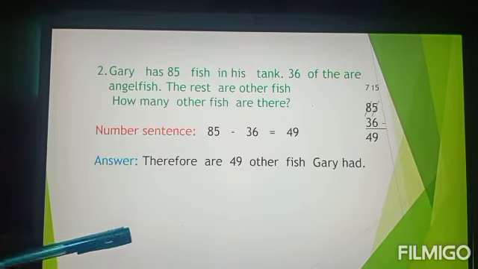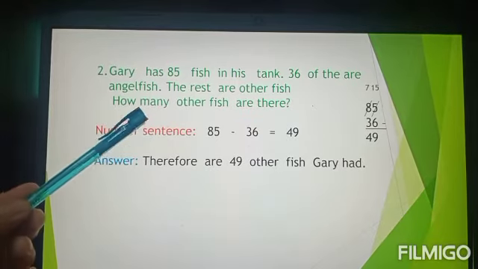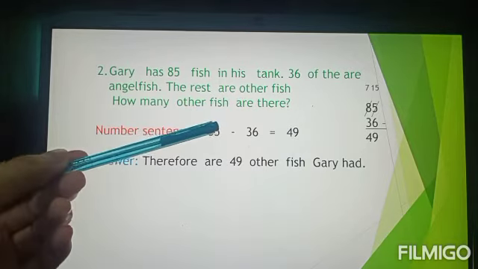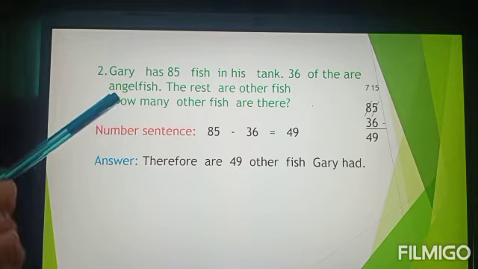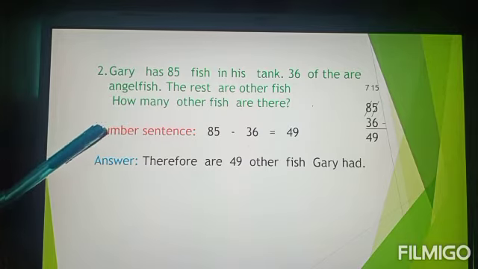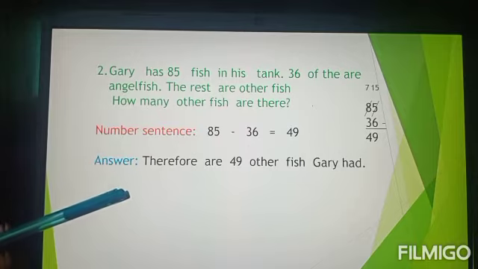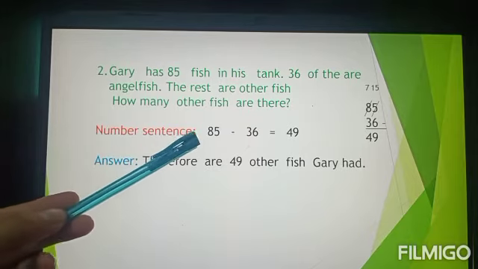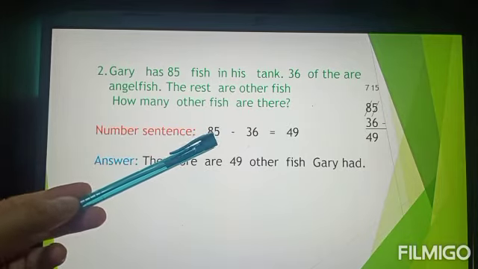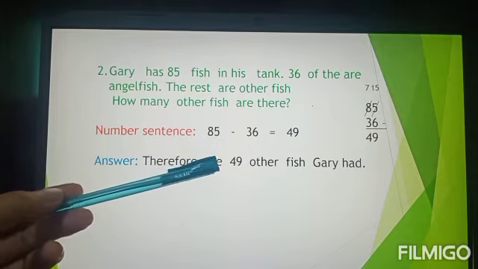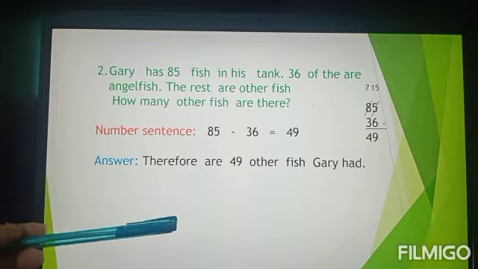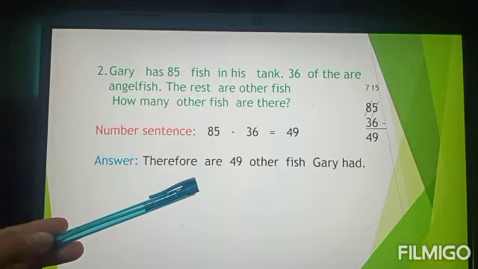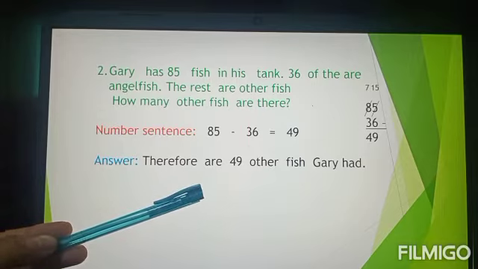Number two. Gary has 85 fish in his tank. 36 of them are angel fish. The rest are other fish. How many other fish are there? So, write the number sentence, and we have to subtract. 85 minus 36 equals 49. So, right here, there are 49 other fish Gary has.